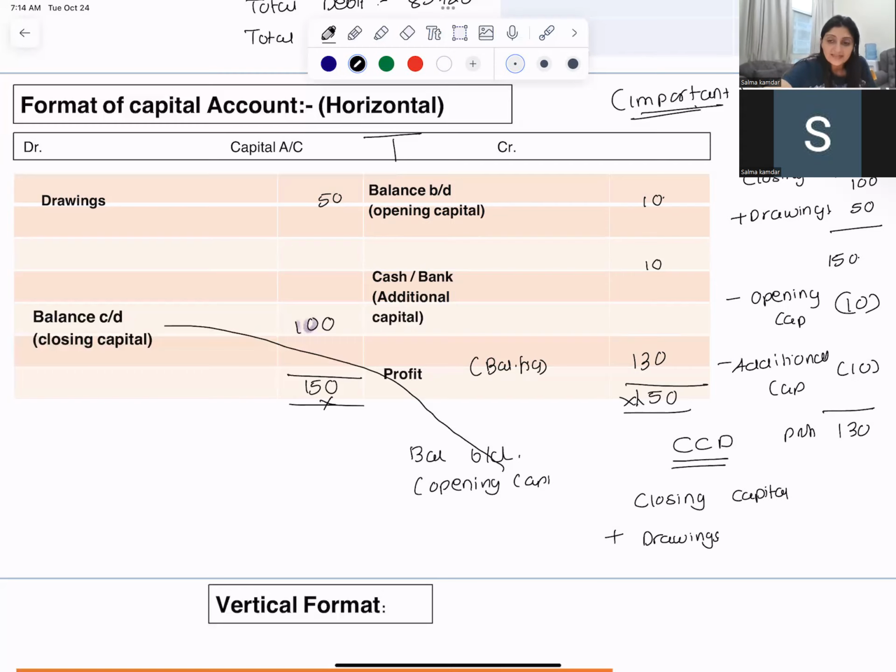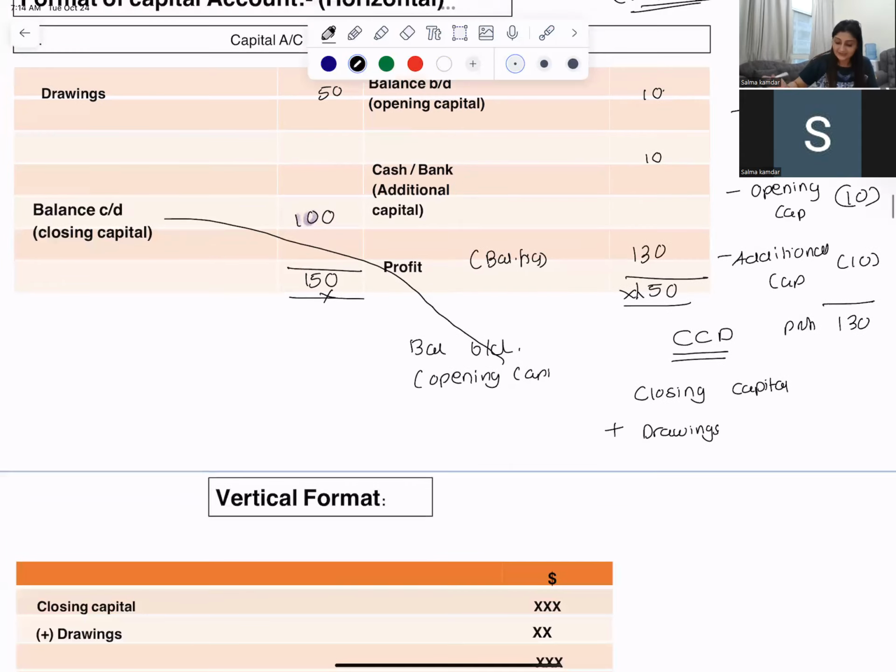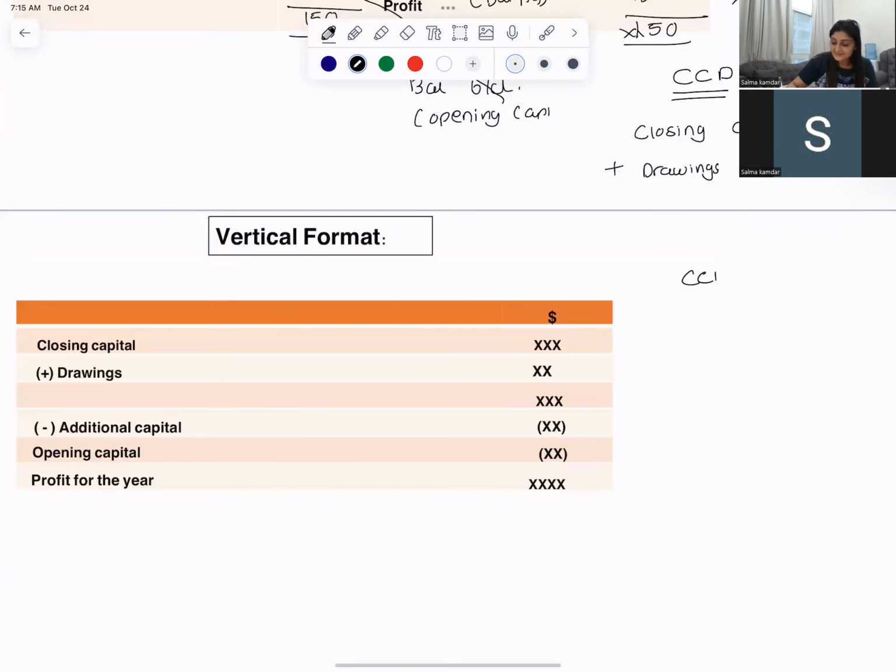Okay. So when I talk about the vertical format, it is always seen as CCD minus AC minus OC is equal to P. CCD is closing capital, add drawings. You will get a figure, minus additional capital, minus opening capital. You will get the profit for the year. Okay. And this is called the statement of profit.